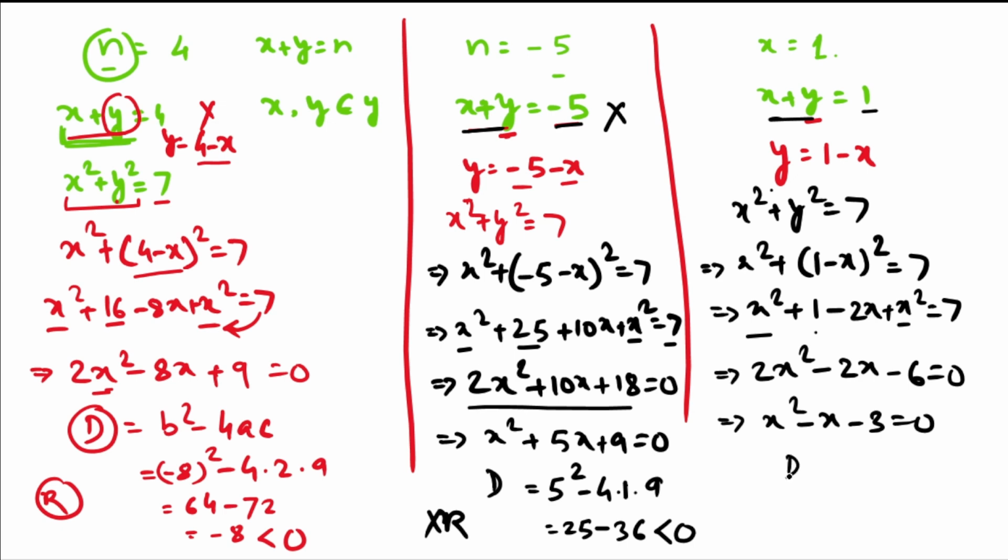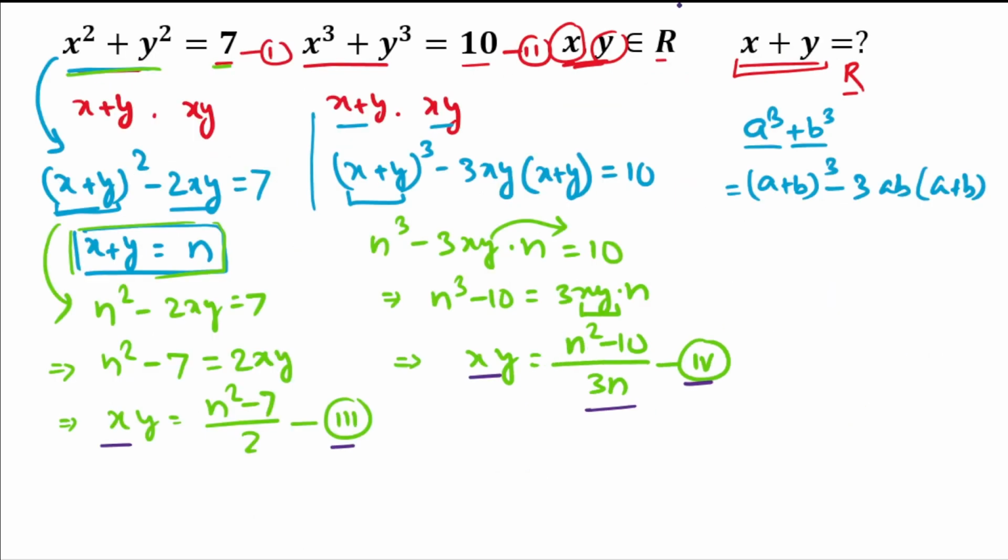Now the discriminant is b square, meaning minus 1 square, minus 4 times a is 1 and c is negative 3. So minus 1 square is 1, and minus minus is plus, 4 times 3 is 12. So it is 13. Here we have calculated the discriminant value is 13, which is more than 0. So we can take x plus y as the real solution of x and y, which is 1. So the answer of this problem, the value of x plus y for the real solution of x and y, is 1.